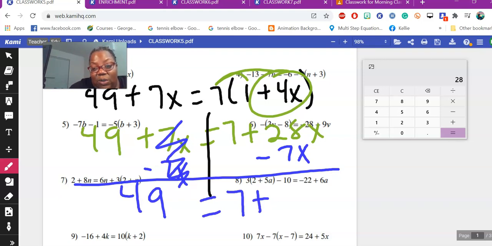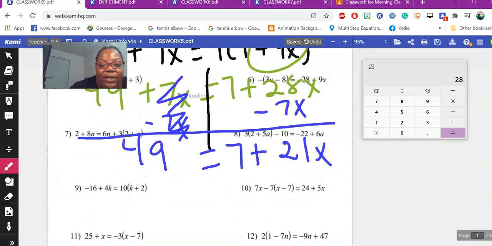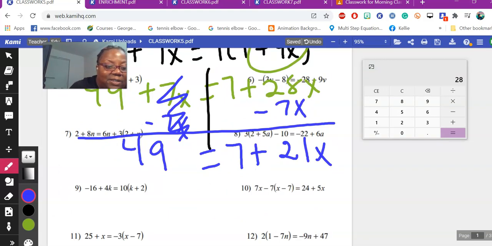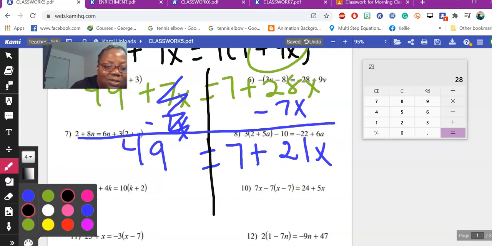Okay, so now you have 28 minus 7. You know that's going to give you 21x. So you just combine the like terms and simplify that part over there. Okay? So what happened is you basically just made it into a two-step equation.